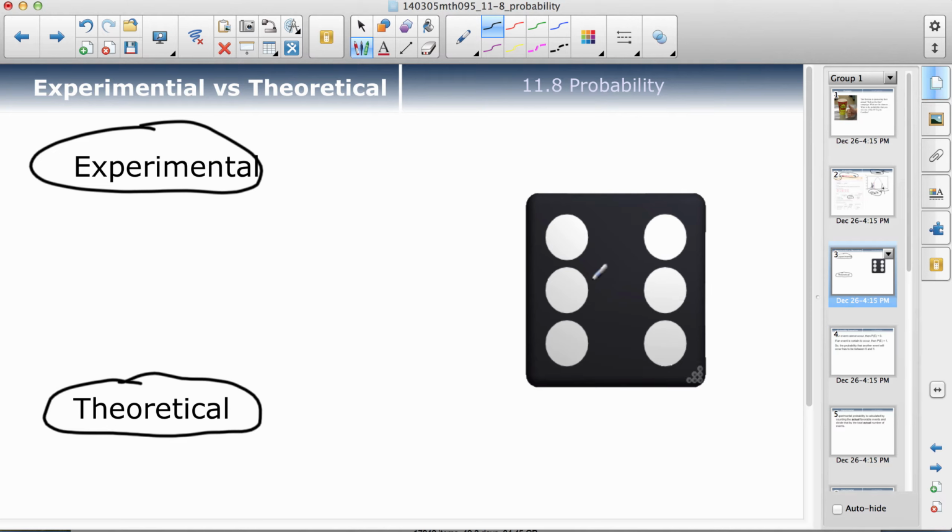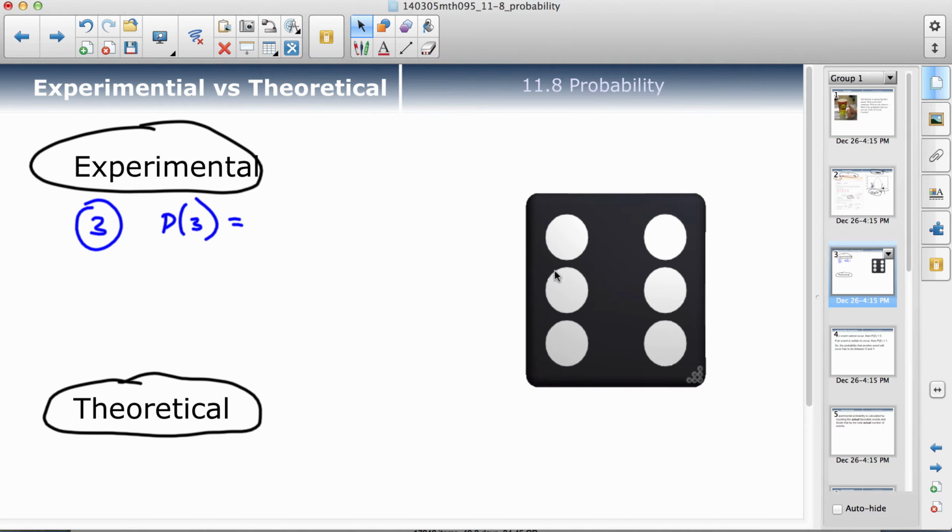So I've got a little die here, and let's see what the probability is of rolling, I don't know, a 3. So I want to know the probability of getting a 3, and what I'm looking for is an experimental probability. I'm not just looking at it theoretically, I'm looking at it experimentally. So here's a die, let's try it.